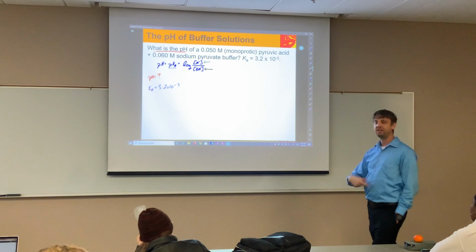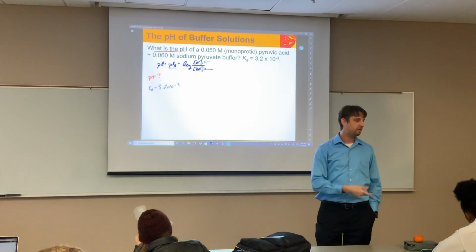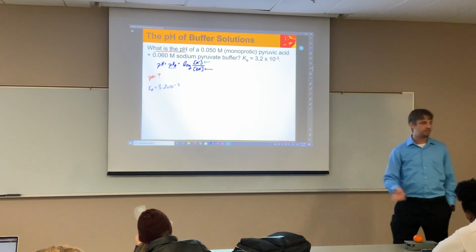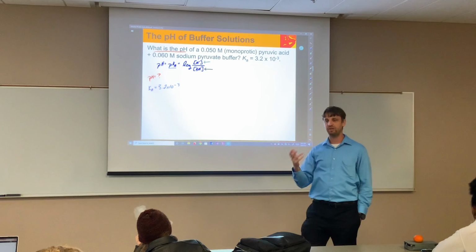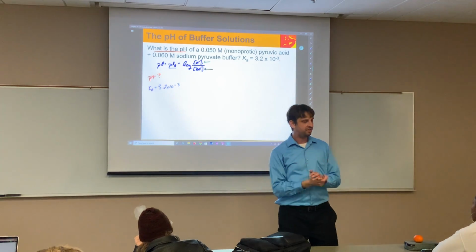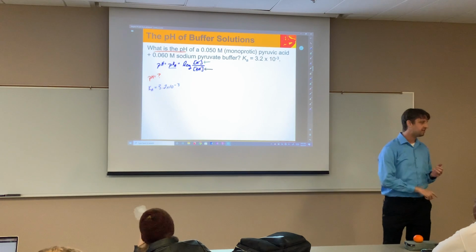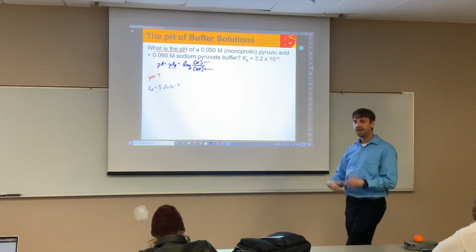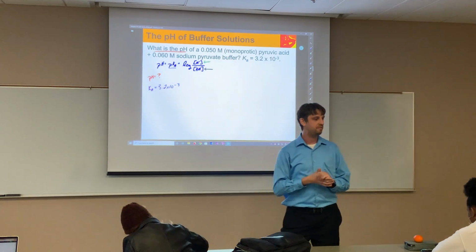Taking a look at the names, your -ates are typically your negatively charged polyatomic ions. Now, we don't classify pyruvate as a polyatomic, but the same idea applies. Nitrate, sulfate, carbonate. Your -ates and your -ites are typically your negatively charged ions, is all it is.